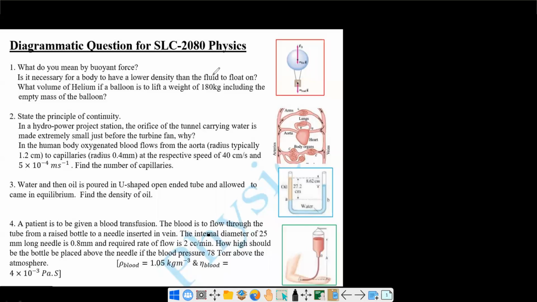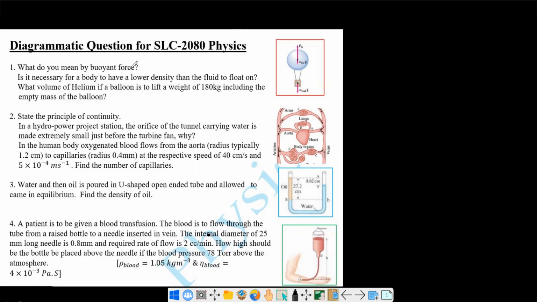Today we are going to talk about some diagrammatic questions which are very essential and important for the upcoming SLC examination 2018. Let us begin the discussion from the very first question. In the beginning, two questions are kept in the model of 5 marks type of problem. Later on I have kept some diagrammatic questions, and let me begin the discussion of this first question.